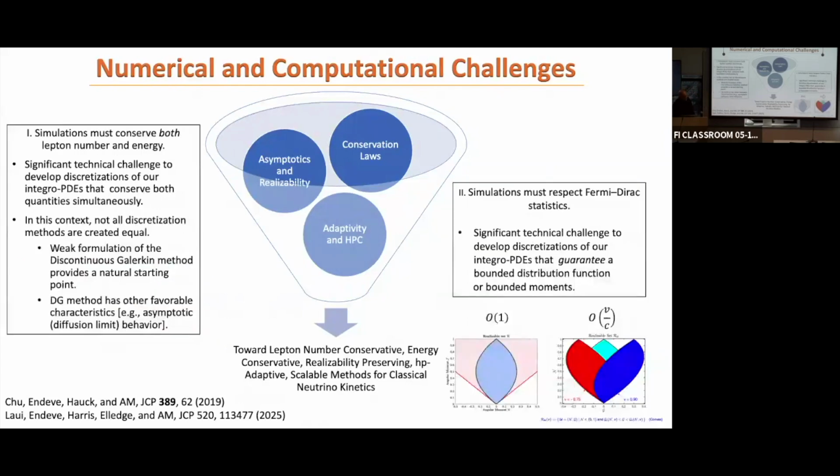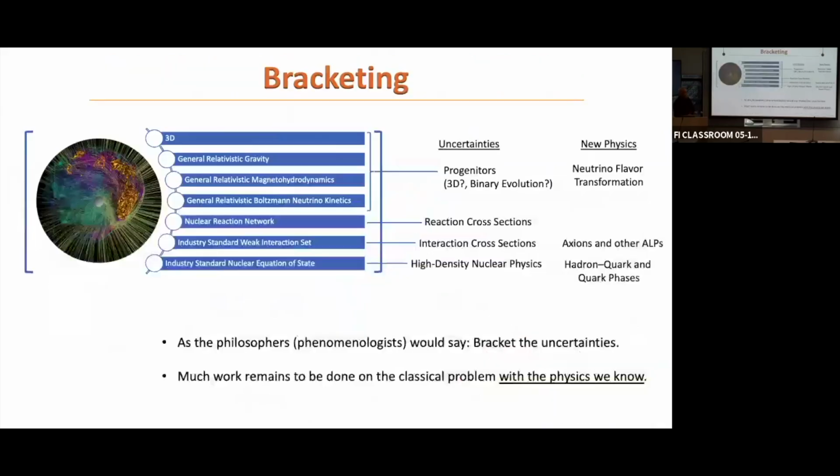And I think, did I go over? Okay, so let me wrap up. This is my last slide. So we have uncertainties, right? We don't have three-dimensional progenitors. We start with spherically symmetric progenitors. So already our initial conditions are limited.